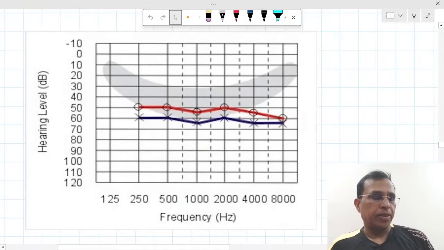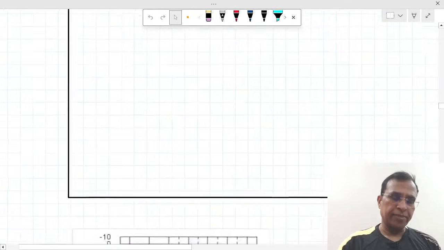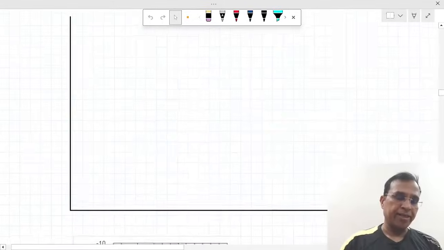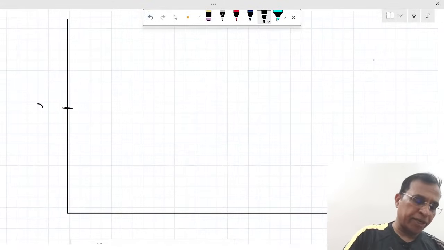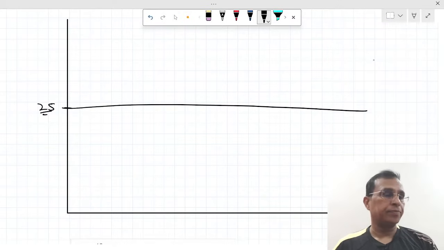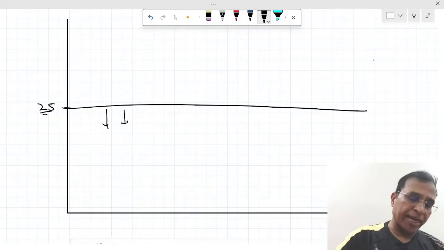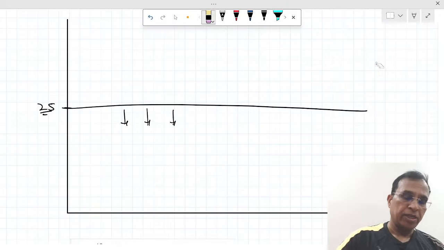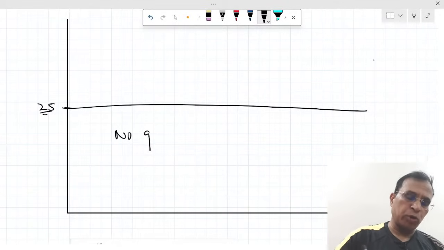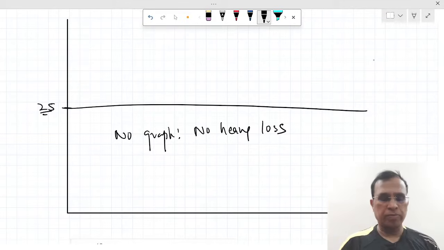right? Now there are 3 things you have to do when you get an audiogram like this. Let's say you identify the 25 mark here and draw a line here, and just see if there is a graph below the line, below this 25 mark. If there is no graph below the 25 mark, there is no hearing loss.